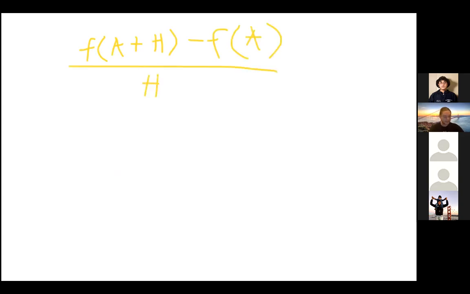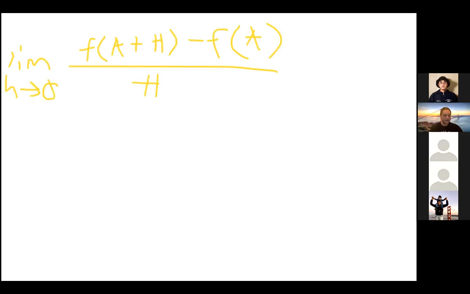All right, remember that formula, f of a plus h minus f of a, over h. This is the limit as h approaches 0. My neighbor is using a leaf blower outside, so if you hear that, I'm sorry.